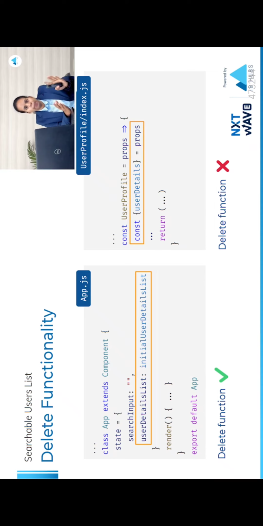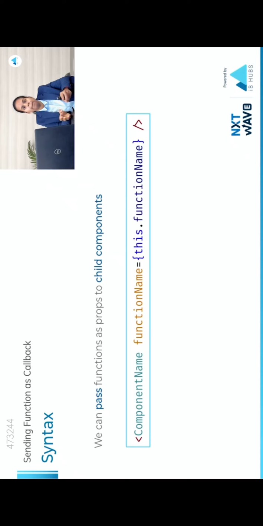Okay, the delete function should be present in app.js, whereas the event handler is present in the user profile component, right? So here what we can do is, from the app.js, we can pass the function as a prop to the user profile component. Okay, so we can pass functions as props to the child components. So here we can pass the delete function, which is present in app.js, as a prop to the user profile component. Okay, so let's do that.